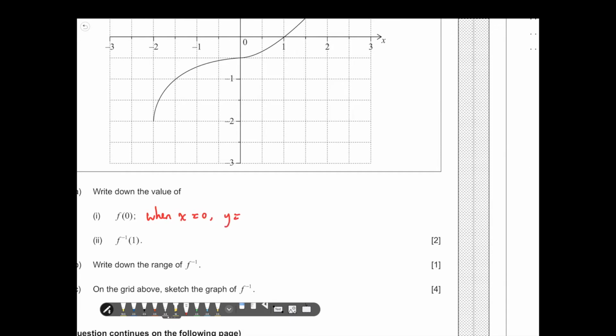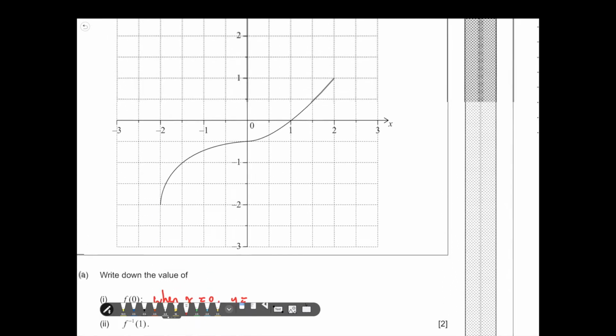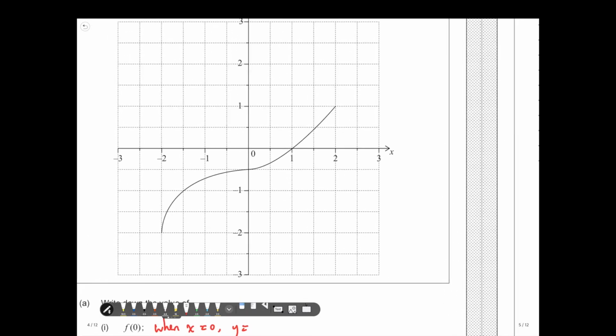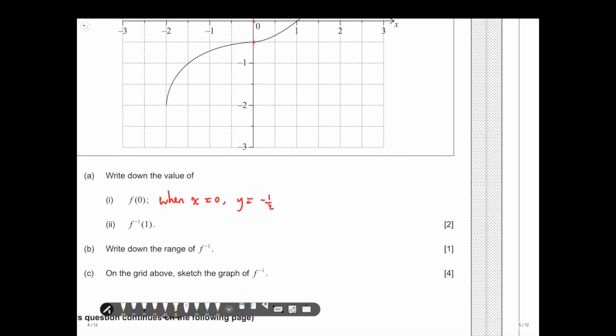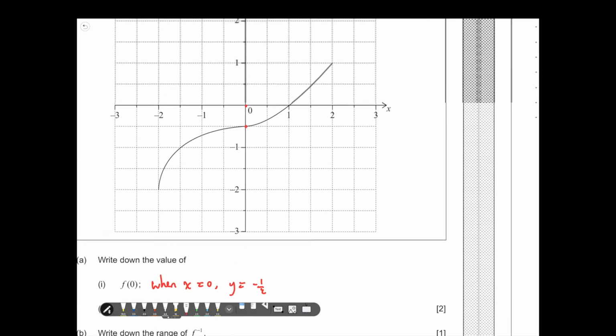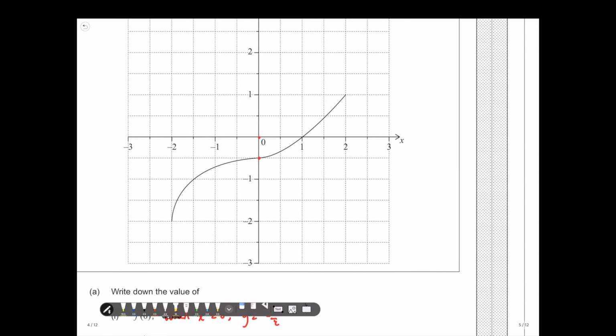So what is y? We can find it from the graph: when x is equal to 0, we point to that value, so that is -half. So that is for part A1. Part A2 is about the inverse of the function. When the function is equal to 1, the value is equal to 1. So we have to sketch the graph first.